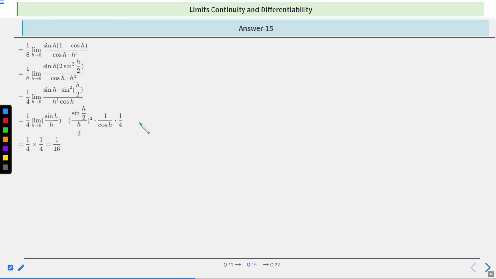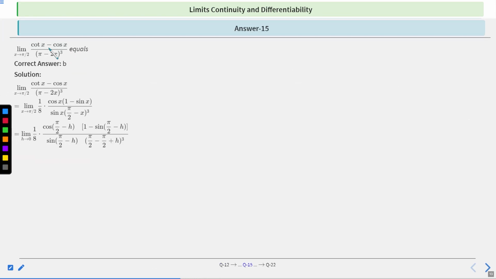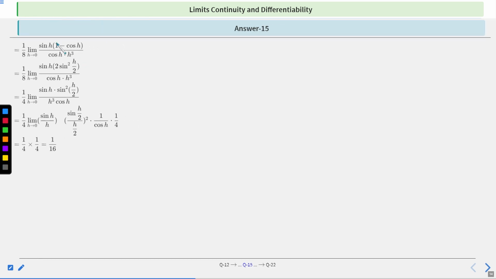Clear? Which is equal to 1 by 8 limit h tending to 0 of sin h. See, cos(pi by 2 minus h) is basically sin h. So sin h (1 minus cos h) upon cos h into h cube, right? So it is equal to 1 by 8 limit h tending to 0 of sin h into 2 sin square(h by 2) upon cos h into h cube. Clear? Because 1 minus cos h can be written as 2 sin square(h by 2). Now let's move this 2 outside.